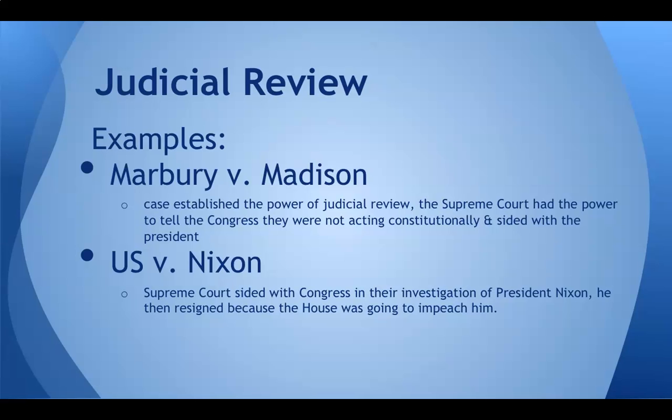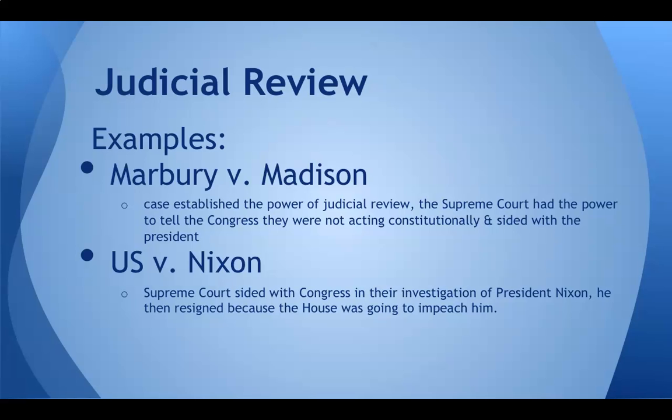And again, when you have this conflict between the Congress and the president, boom, the Supreme Court gets to decide. And the Supreme Court sided with Congress and said that they, as a part of their power to investigate the president for impeachment, they had the right to have this information. And then he did turn over the tapes because the Supreme Court said he had to, but then he resigned. And both of these are examples of judicial review.